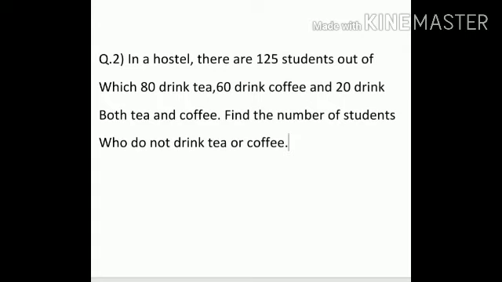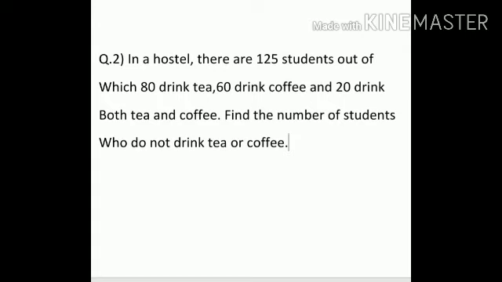Now we begin question number 2. In a hostel, there are 125 students, out of which 80 drink tea, 60 drink coffee and 20 drink both. Let us consider all the students of the hostel as the universal set. It means U equals 125. Among the 125 students, 80 drink tea, 60 drink coffee and 20 drink both tea and coffee. Both means common, and common means intersection. Here the intersection equals 20.